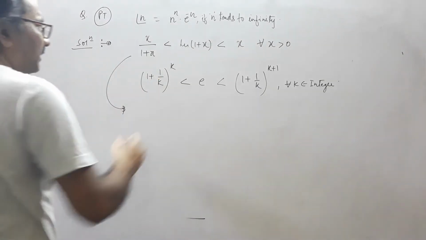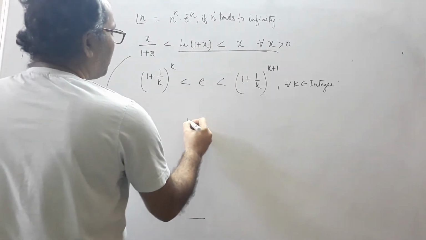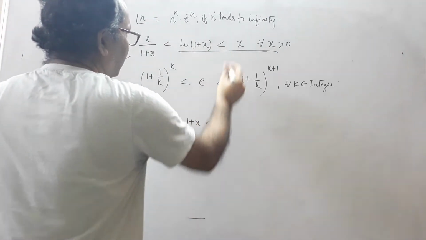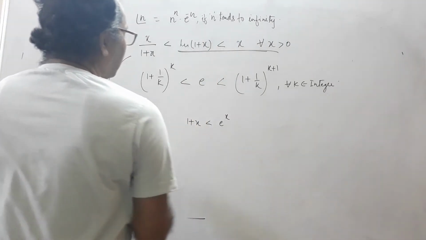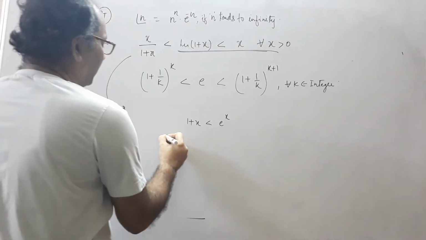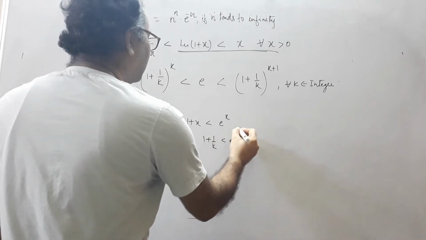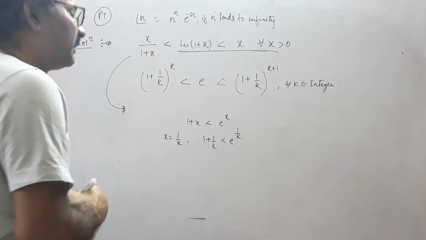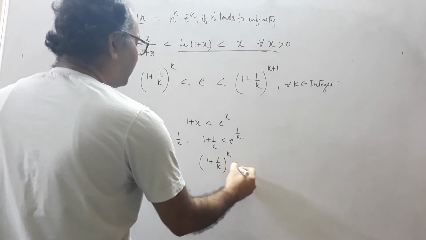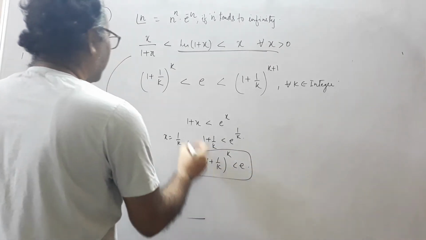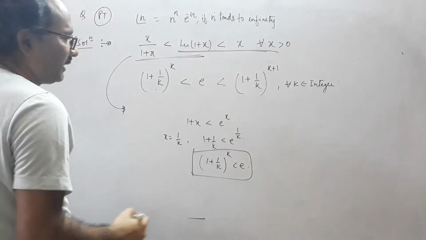From this we can write, if we take these two, then what will this be? 1 plus x is less than e to the power x. Both sides are positive, so the inequality is not going to be altered. Then what happened here? If we put x equal to 1 by k, then (1 plus 1 by k) to the power k is less than e. Okay, it is here.